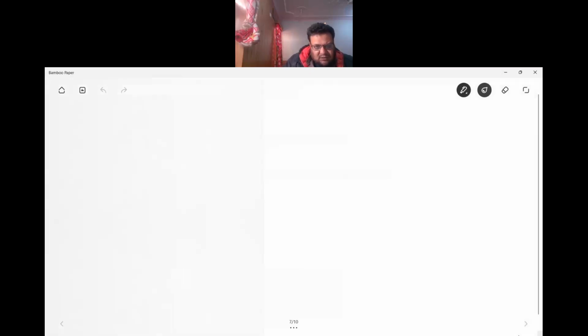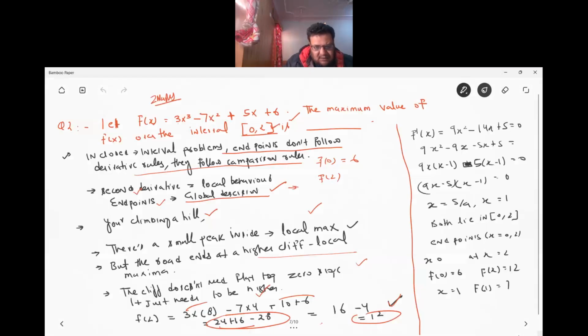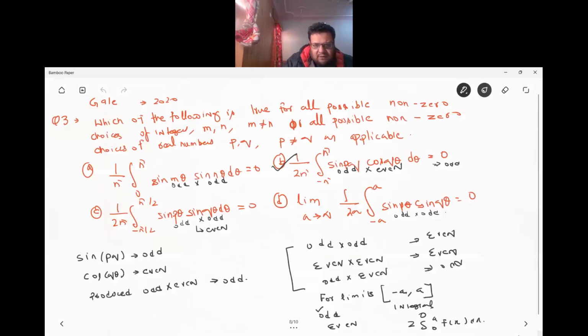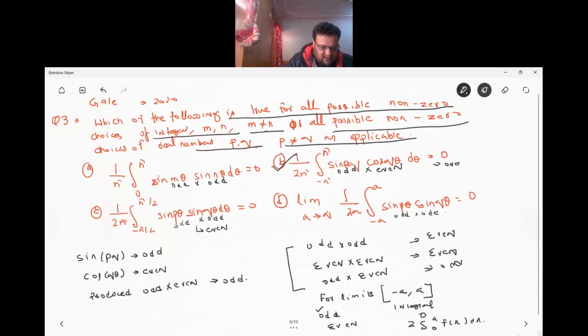Now, similar to these questions, there is a question like maxima minima questions. They ask these questions: which of the following is true for all possible non-zero choices of m and n when m is not equal to n, or possible non-zero choices for p and q when p is not equal to n? Okay. Now here, the very important understanding for this particular question is that you need not solve this. Okay. So here you just have to check.